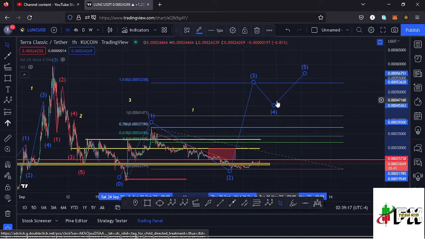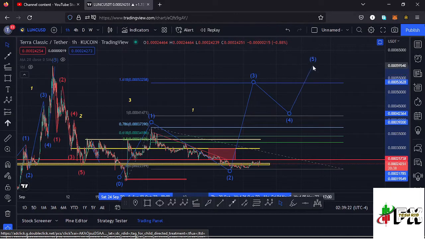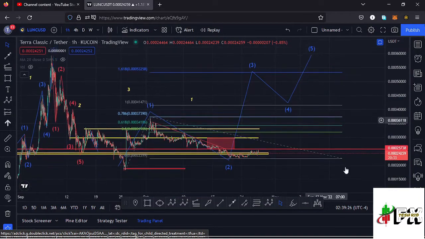So that is the minimum that I would expect that bounce to the upper side in the formation of a wave 3 to do. Then expect a wave 5, a wave 4, and then a wave 5 to complete that higher Elliott wave count 1 to the upper side.